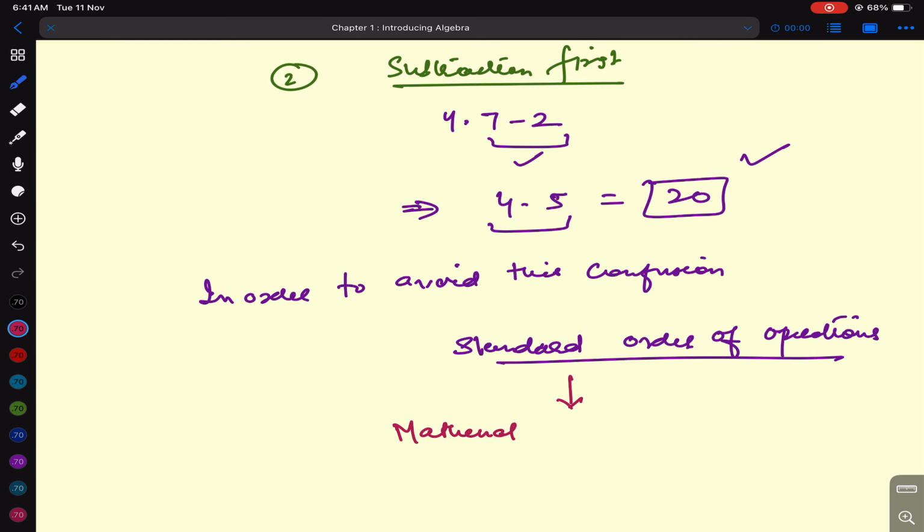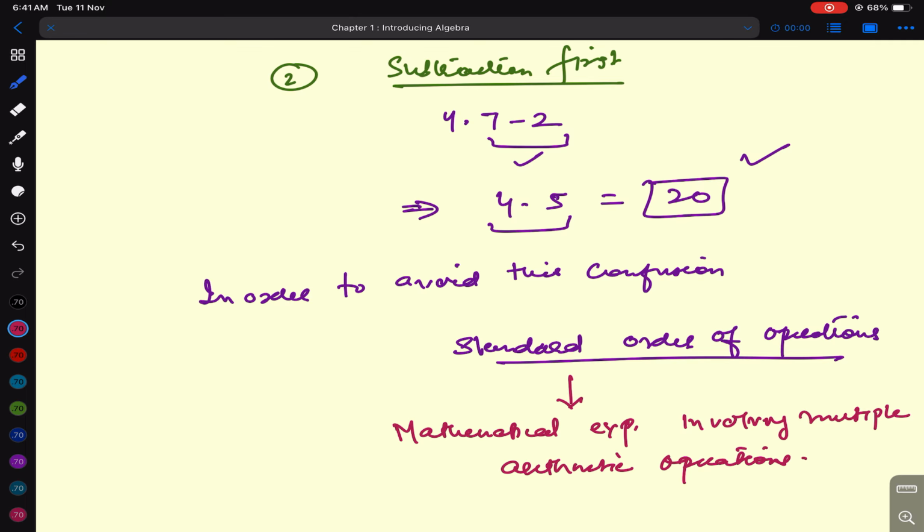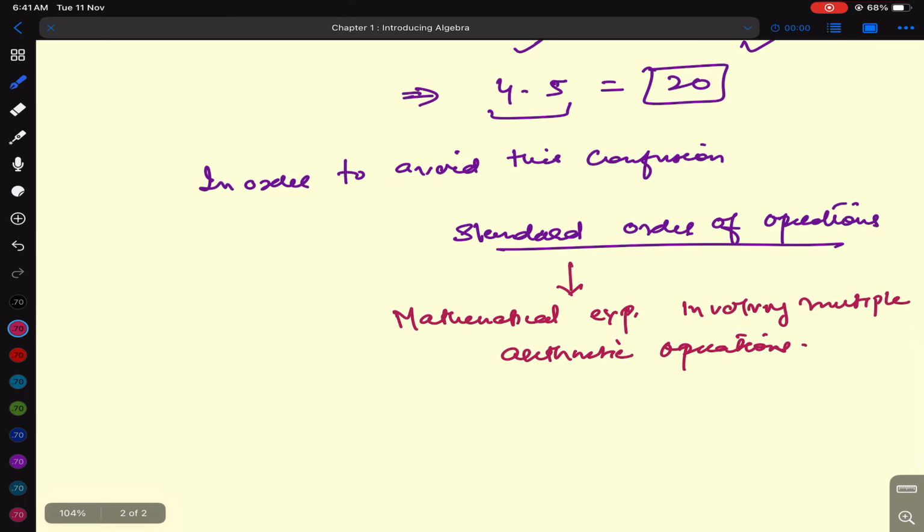It's obvious, because if we only have one operation, it doesn't matter which order we follow, since we eventually have only one operation, right? Now what is the order that I'm talking about? What is that standard order that we have been talking about?